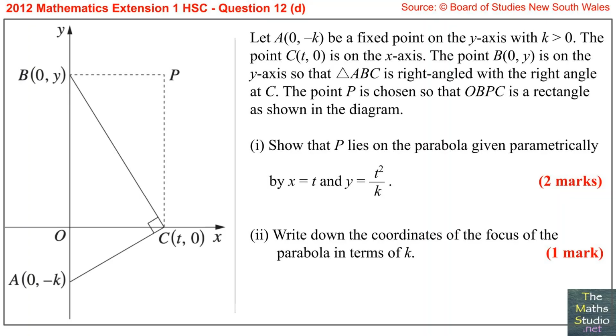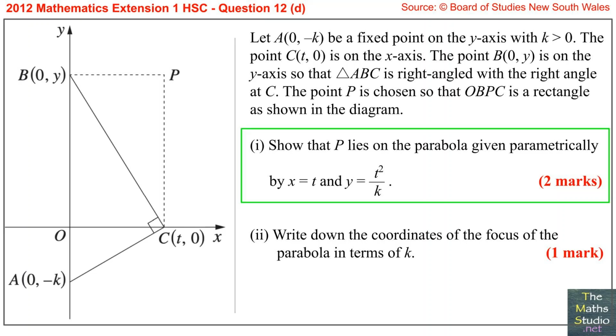Question 12, Part D. Let A, 0, -k be a fixed point on the y-axis with k greater than 0. The point C, t, 0 is on the x-axis. The point B, 0, y is on the y-axis so that triangle ABC is right-angled with the right angle at C. The point P is chosen so that OBPC is a rectangle as shown in the diagram.